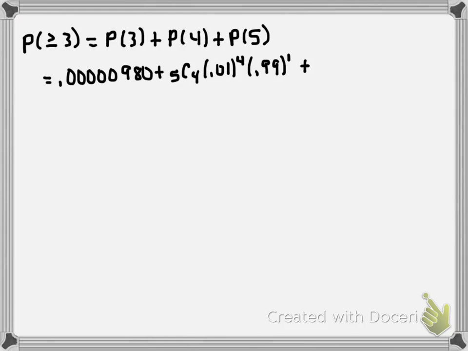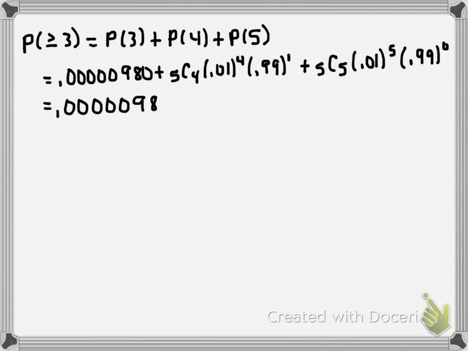To find the probability of 5, we would need to find 5C5. Probability of success is 0.01. Number of successes would be 5. Probability of failure would be 0.99, and the number of failures would be 0. When you work all of that out on your calculator, you should end up with 0.0000985. Now let's talk about using this new formula, or this new function, binom CDF.